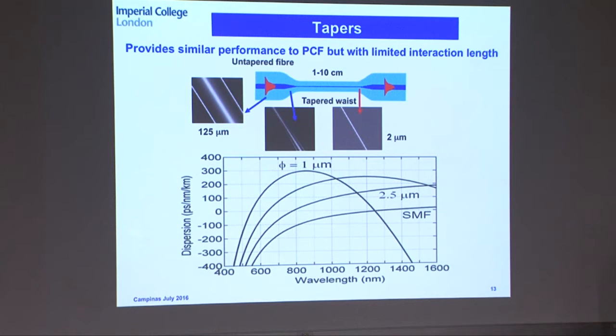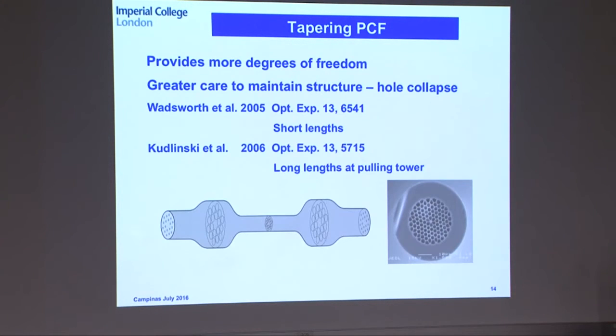Now, tapers can be used in standard fiber, and exactly the same happens. You can generate tapers of tens of centimeters, a few centimeters, tapered down to about 2 microns in diameter, and then you can shift from your standard single mode fiber all the way to 1 micron. In fact, you have a double zero system with a zero at about 500 and a second zero at about 1.3. And the same can happen in PCF.